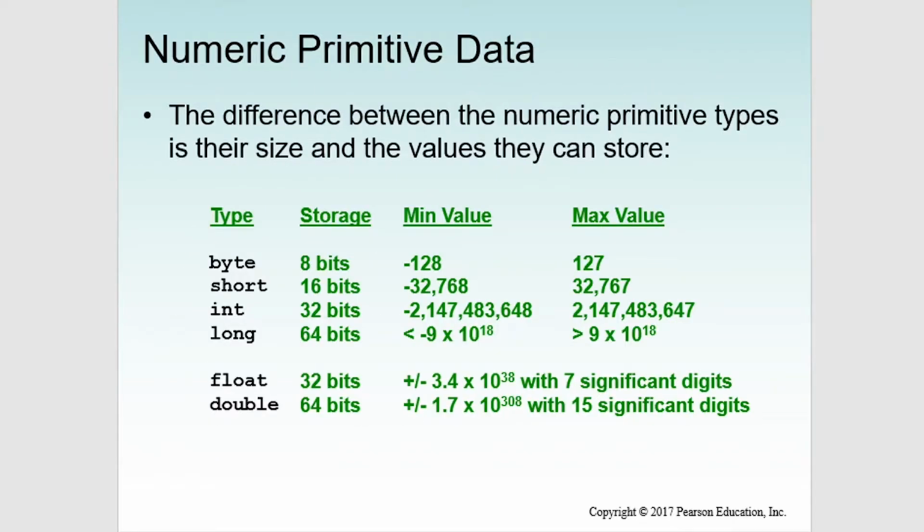There are 6 numeric primitive data types. The difference between the numeric types is their size and the values they can store. So we have 4 for integers, which is the byte, short, int, long. We have 2 for floating point numbers, which is the float and the double.